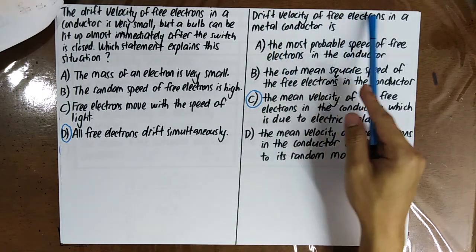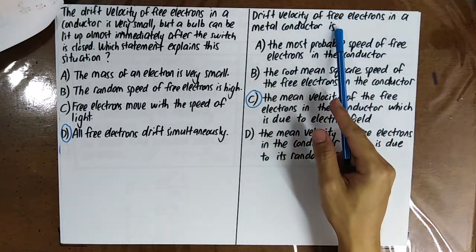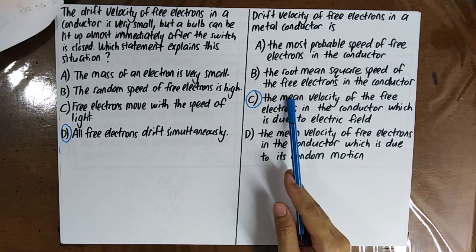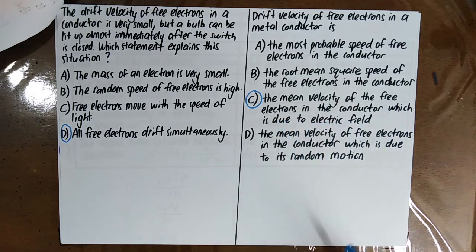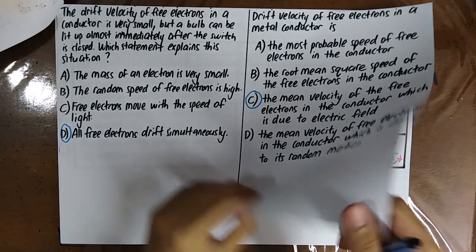Drift velocity of free electrons in a metal conductor is the mean or the average velocity of the free electrons in the conductor, which is due to the electric field and also the collisions with the lattice atoms.